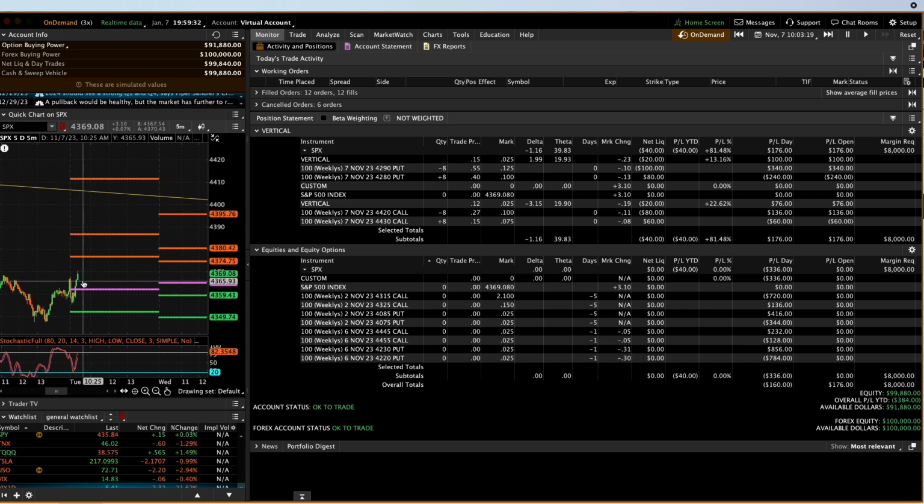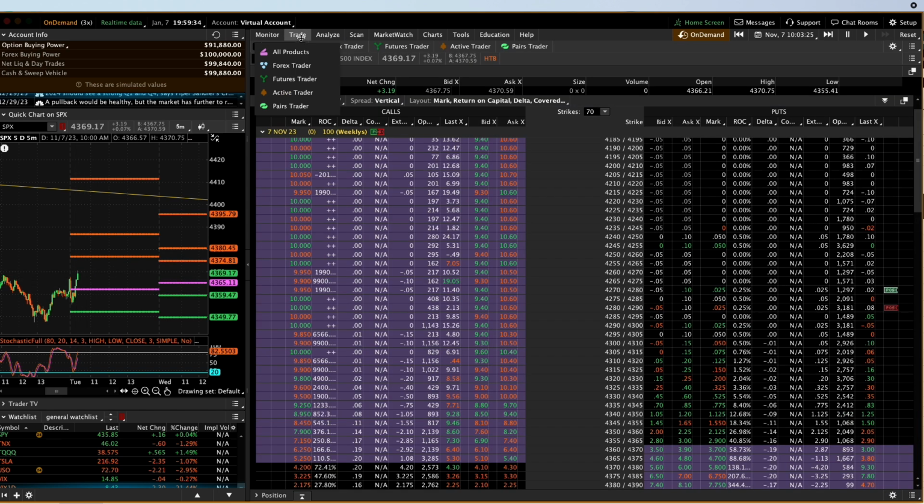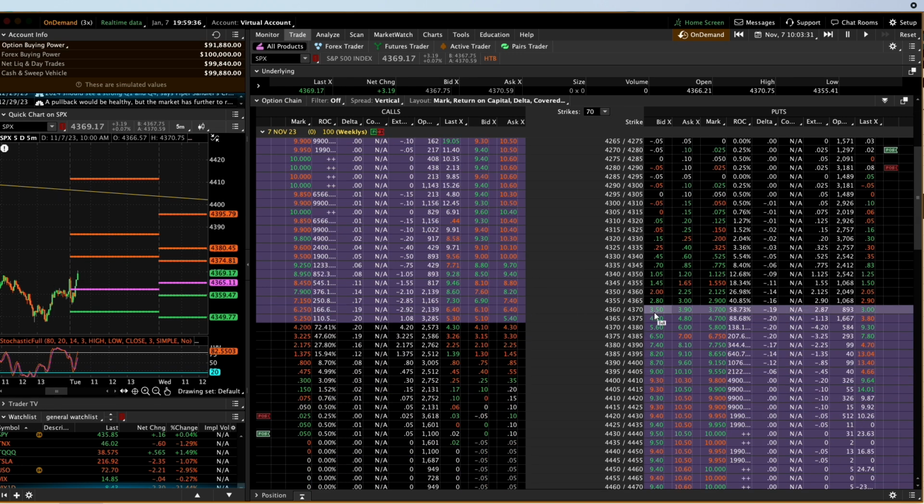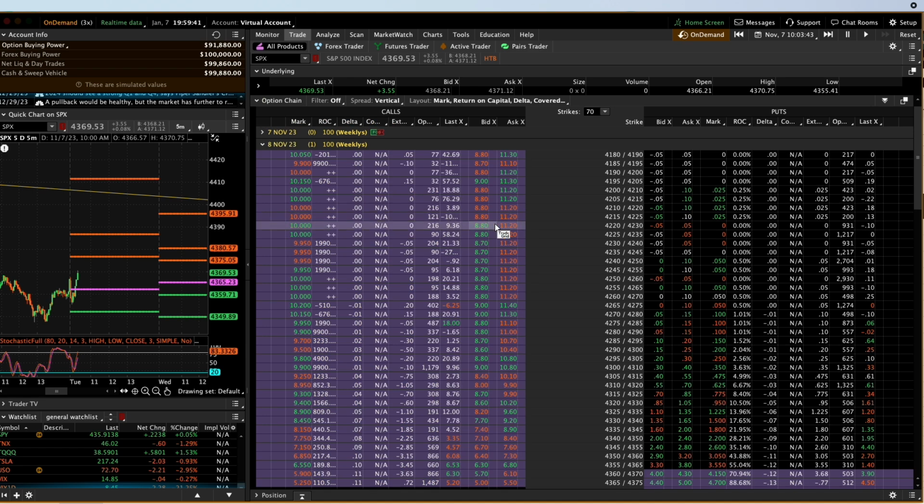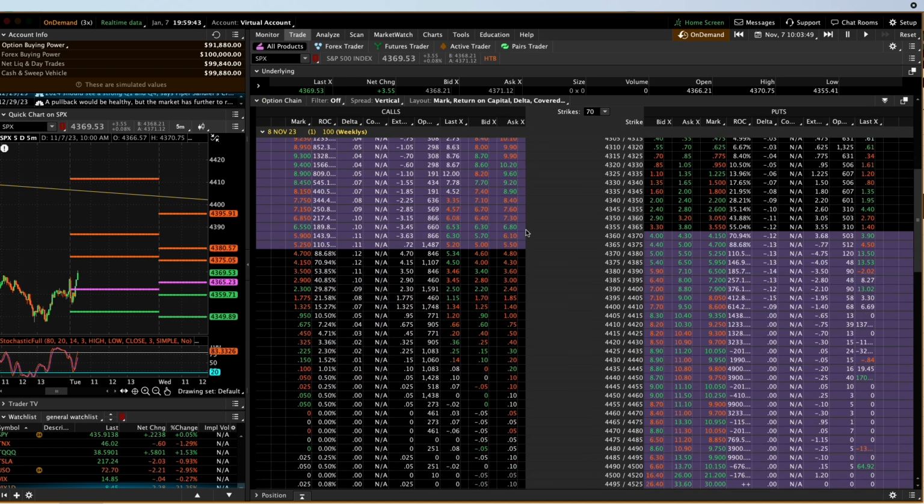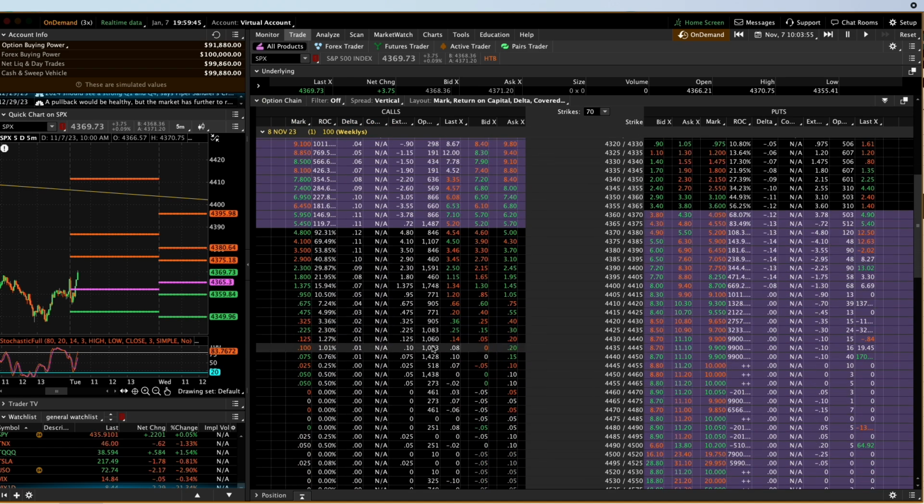All right, so let's just check out where we are as far as calls, because it looks like calls are going to be first on deck. And call wise, we want to be 44.10, 44.20 again. 44.35 is open, which means 44.30 could be a 15 center.